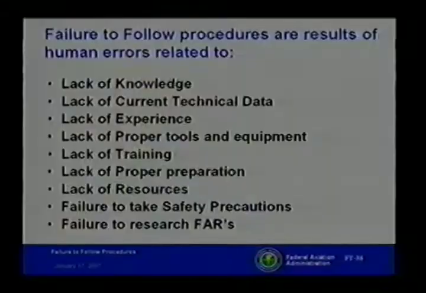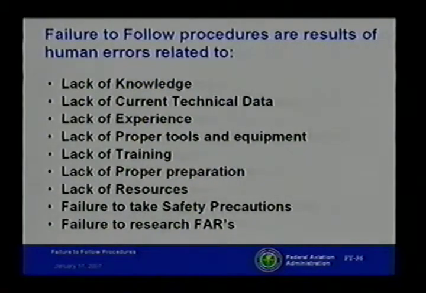Some of the things that failure to follow procedures result from are the human errors that are related to what we're talking about, human factors here. A lack of knowledge, lack of current technical data. That's a requirement. You're supposed to have the current technical data from whatever item you're working on that you're going to return to service. You're required to have that technical data current.